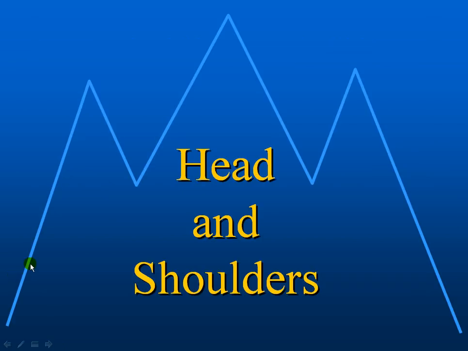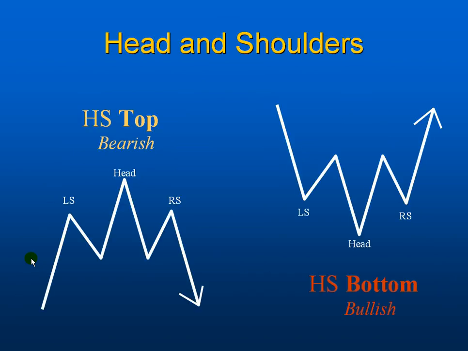The first one we're going to look at is the head and shoulders. We're going to look at the head and shoulders top and the head and shoulders bottom. And for those of you who this is new to, quite clearly, this formation looks like a head and shoulders formation, this being the left shoulder, the head, and the right shoulder. And if you see in my charts, you see LS and RS. That simply means left shoulder and right shoulder.